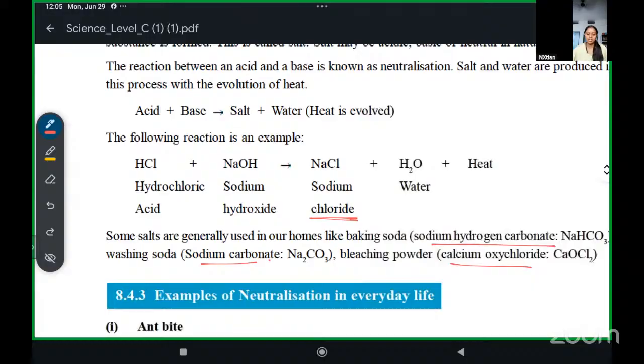NaCl and baking soda, washing soda, bleaching powder. These are all salts. These are all examples of salts.